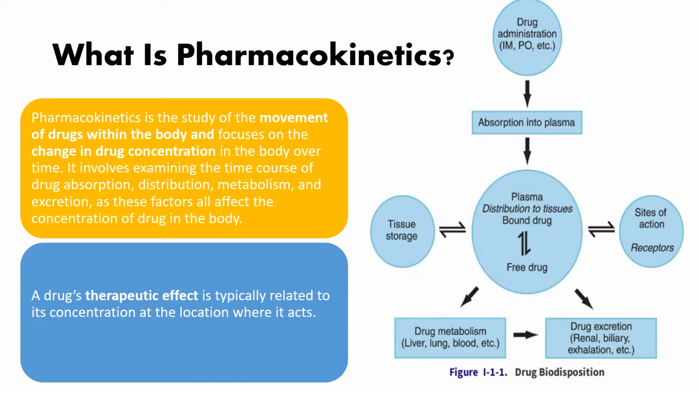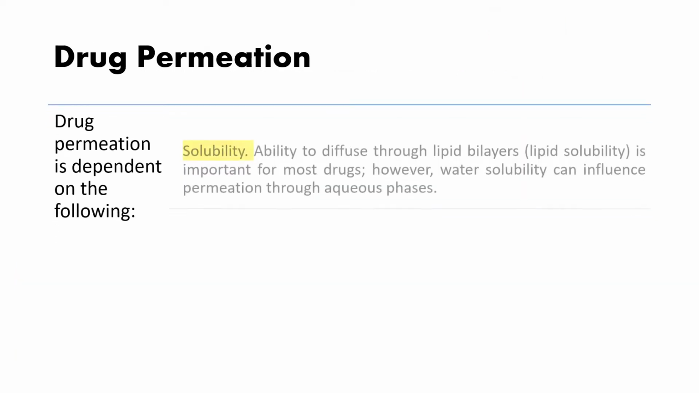You can here see a flowchart of drug biodisposition where drug is administered, then it is absorbed into the plasma, and then from there it is distributed to the tissue around the body. Drug permeation.